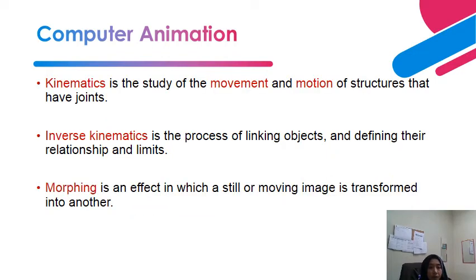Okay, in computer animation class you need to know some of the terms, or study related to the human body. For example, kinematics. Kinematics is the study of the movement and motion of structures that have joints. So basically humans, for example the hand, we have joints in your hand, so you need to know how your fingers move. Okay, then we have inverse kinematics.